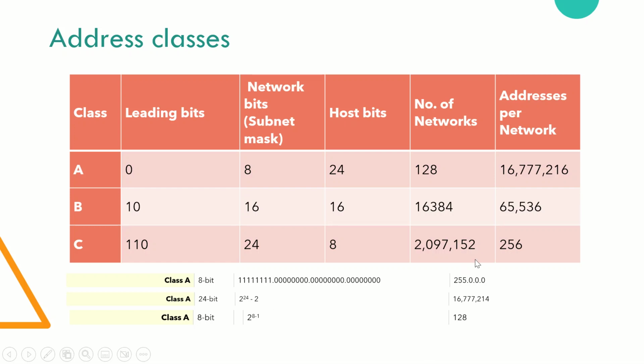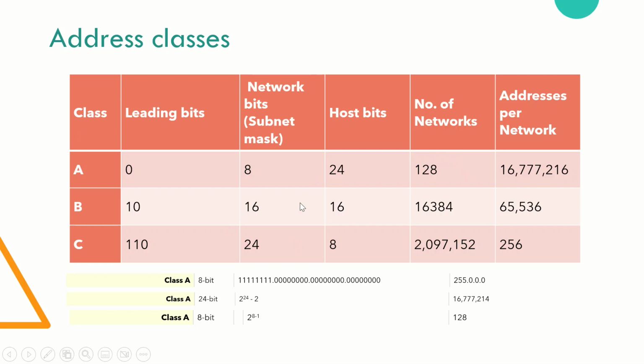And how can we also calculate addresses per network or host addresses? It's better we say addresses per network, but it's different from host address. How many addresses do you have? You have 2 to the power of 24 host bits, I mean here, minus 2, and it should be 16 million.